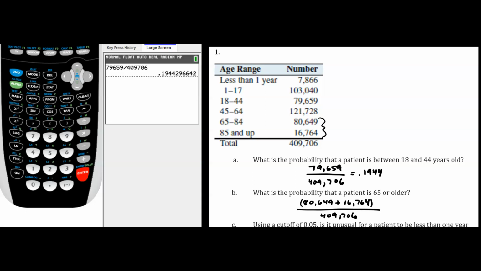409,706 patients. And so if you're entering this into the calculator all at once, like I'm about to, make sure to use parentheses: 80,649 plus 16,764 divided by 409,706. We get an answer this time, 0.2378, and that is if you're rounding to 4 decimal places.